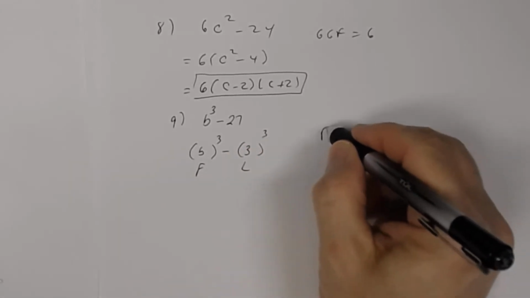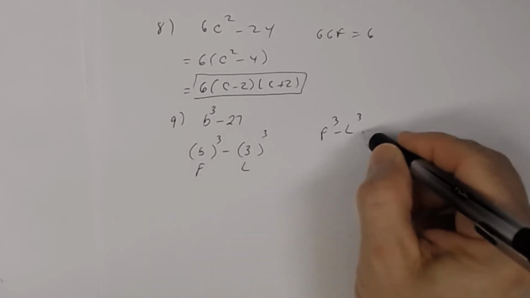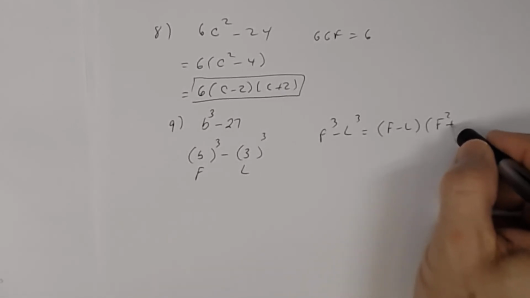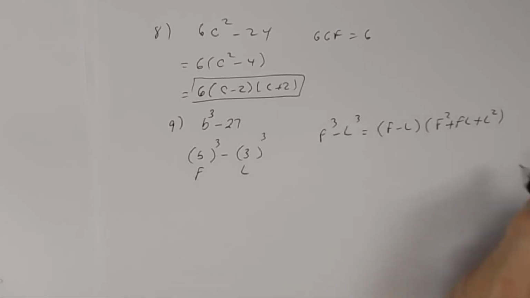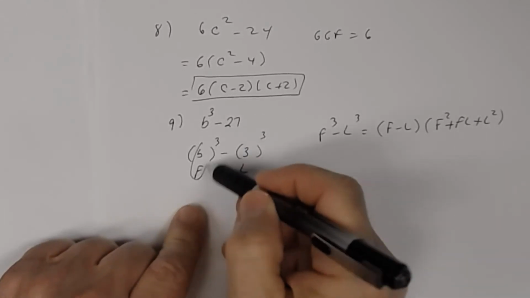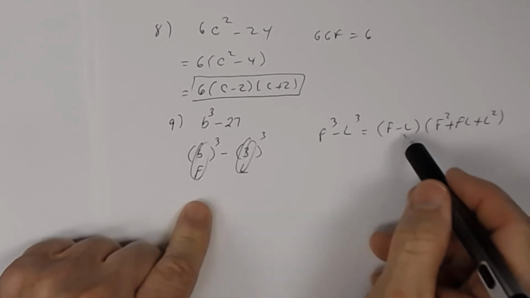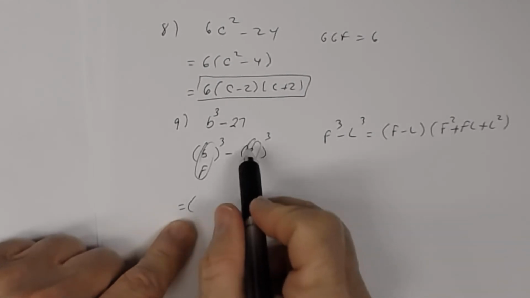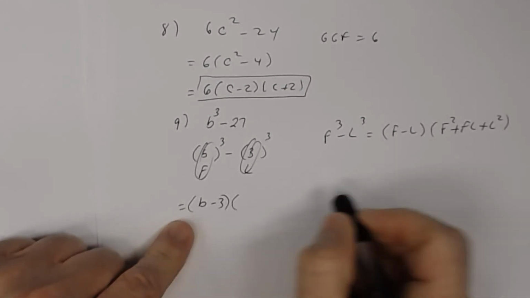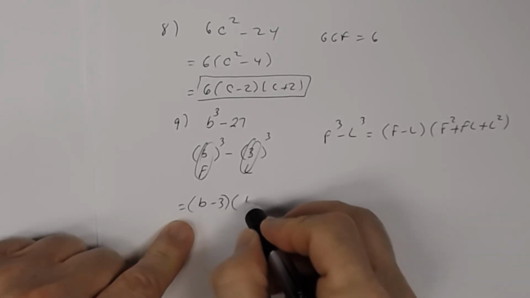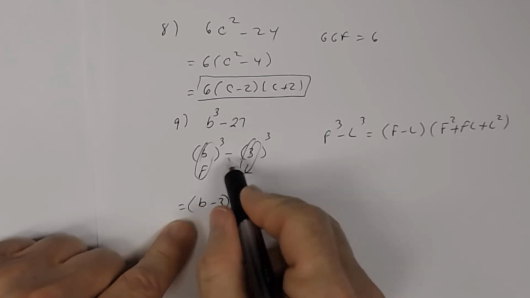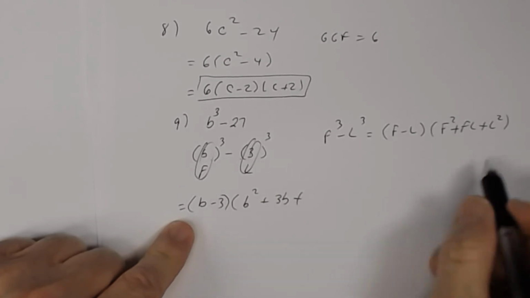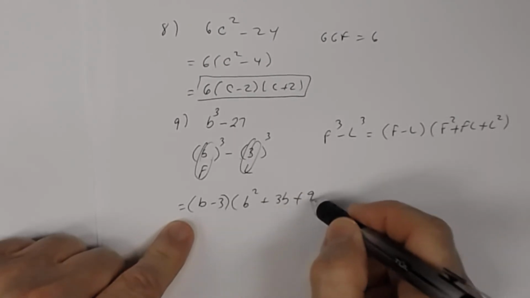So remember our formula, f cubed minus l cubed, the difference of two cubes. So remember it's a binomial times a trinomial. F squared plus fl plus l squared. So that's your formula. So basically what you're going to do is you're going to take F and L and substitute into this formula. So the answer is going to be F minus L, so b minus 3, times F squared, so b times b, which is b squared, plus the product of F and L, so b and 3 is 3b, plus the last squared, so 3 times 3 is 9. So that's the answer.